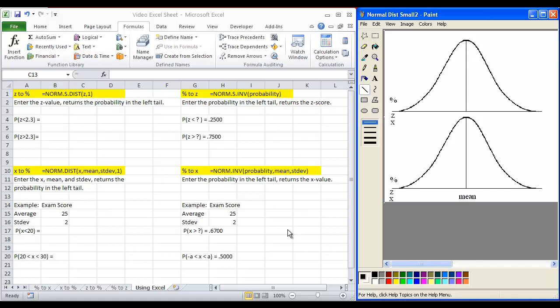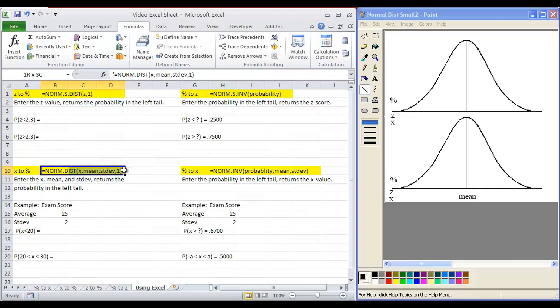We can go ahead and see that there are 4 formulas that we can use. So we have equals Norm.S.Dist. We have Norm.Dist. We have Norm.S.Inv and Norm.Inv. So let's look at the first 2. In this one, our inputs are a z-score and a 1, meaning a cumulative. We want the area under the curve or the probability to be returned.